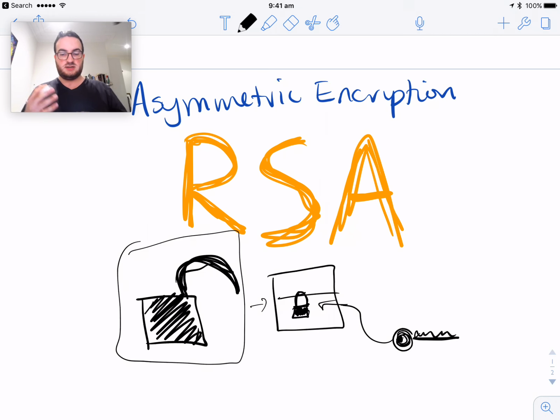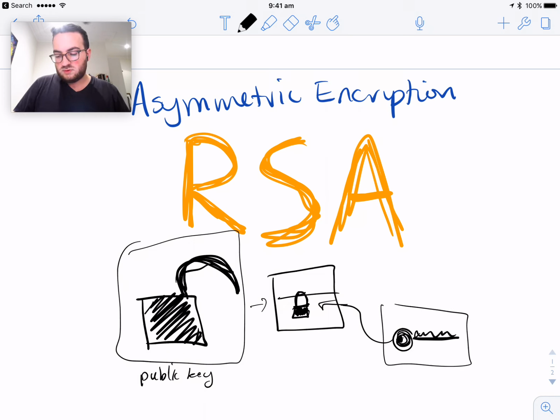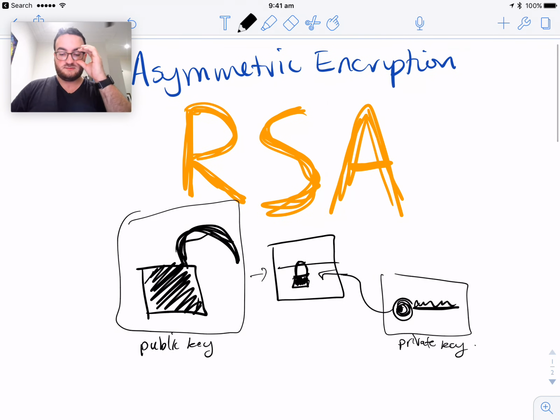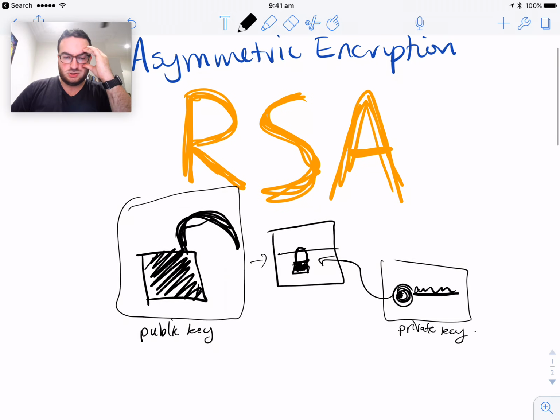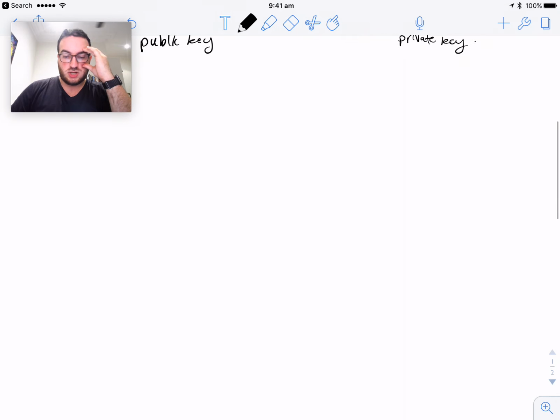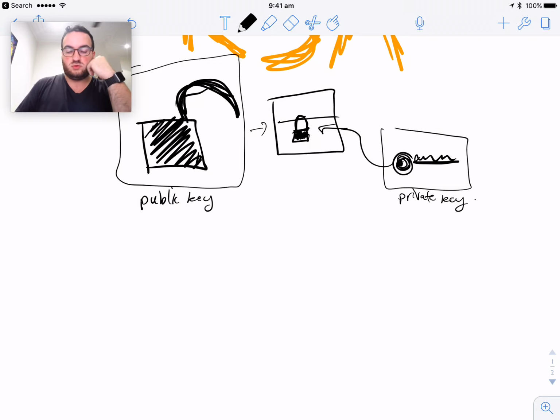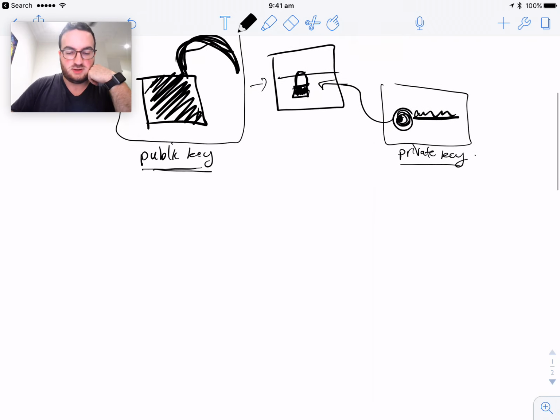So this is a really neat illustration. You'd give everyone in the world one of these padlocks, and in RSA, the equivalent of that is called the public key. And only you would keep this key, which in RSA we call the private key. So it's this really cool system where you can communicate using asymmetric keys. Let me show you a little bit more detail what the public and private key actually look like.